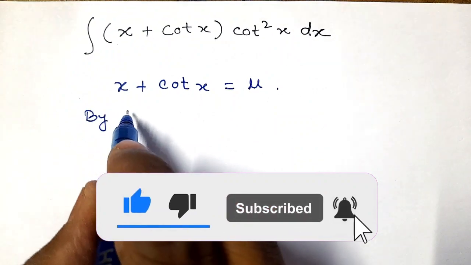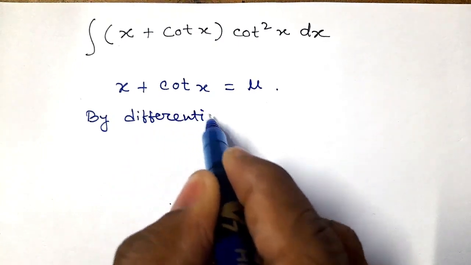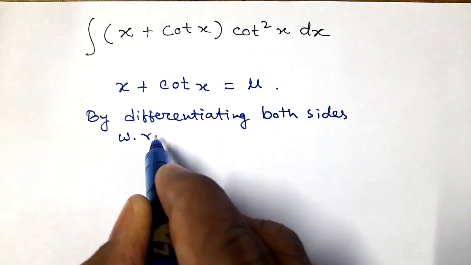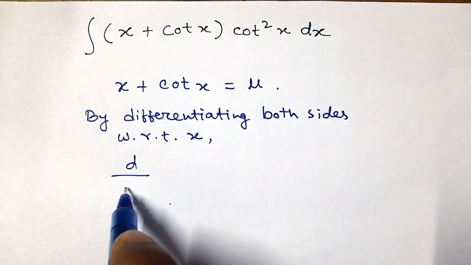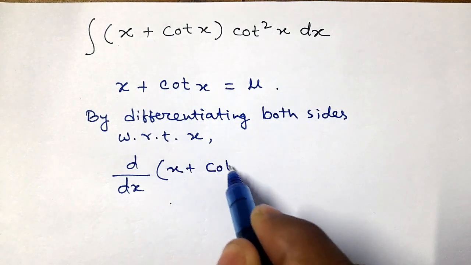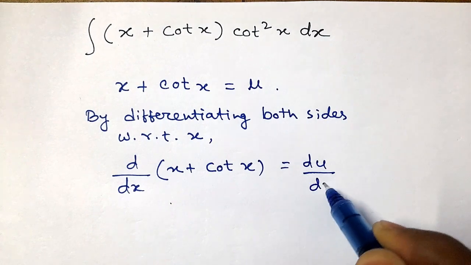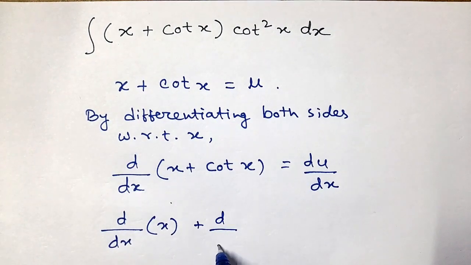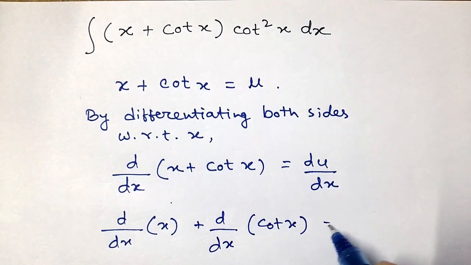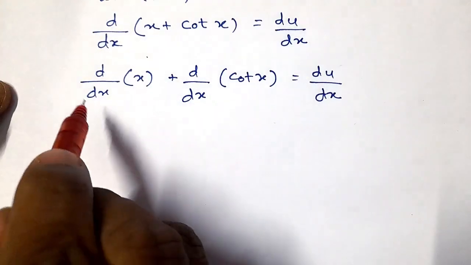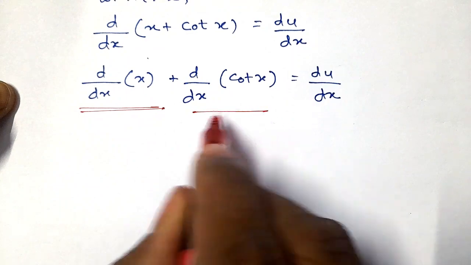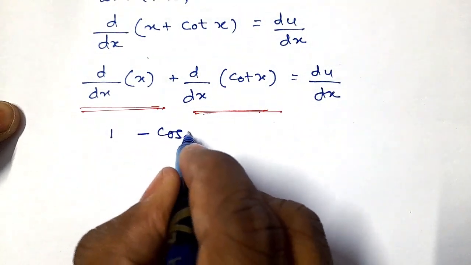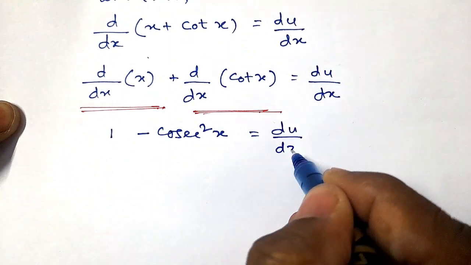Now we have to do the differentiation on both sides with respect to x. What we will get: d/dx of (x plus cot x) equals du/dx. Now for the first term, d/dx of x plus d/dx of cot x equals du/dx. Now this will be 1 and this will be minus cosec square x. So let us write that 1 minus cosec square x equals du/dx.